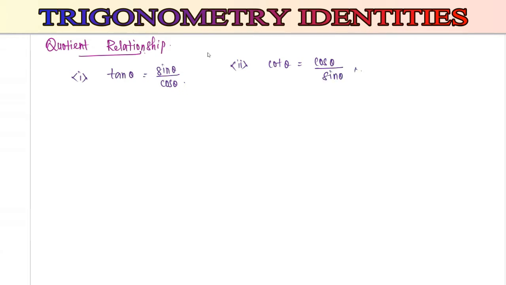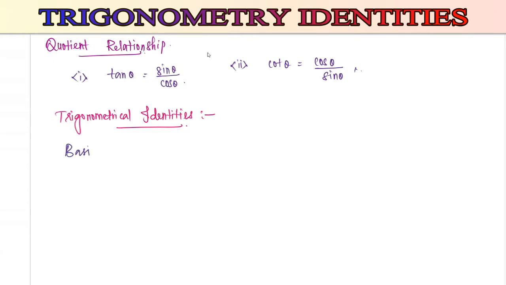The next one, trigonometrical identities. So far we have discussed the trigonometric ratios. Now let us study the basic trigonometric identities. An identity is an equation which is true for all the values of the variables involved in it. Thus, a trigonometric identity is an equation involving trigonometric ratios of angles and is true for all the values of angles.